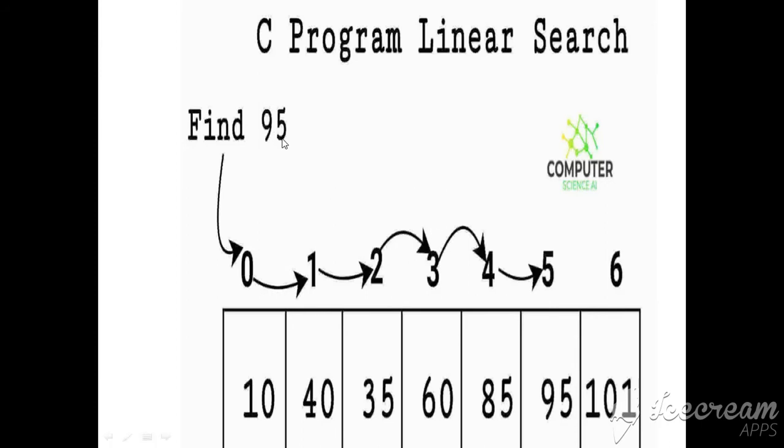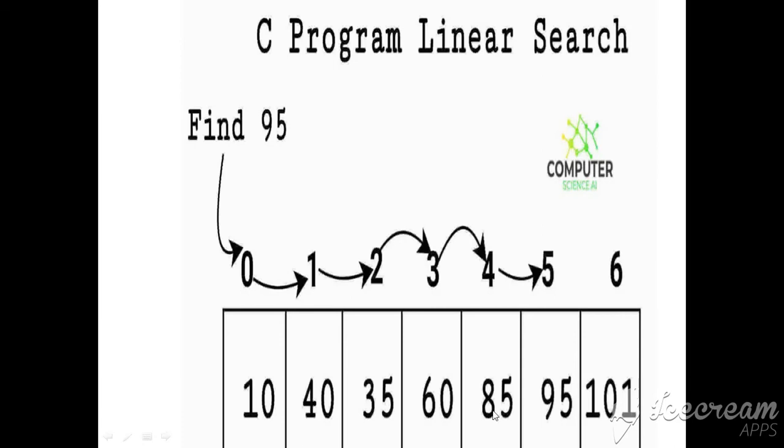So 95 would first be compared against 10. Since it's not a match, we proceed to the next element 40 and then check 95 versus 40. They are not the same. Hence, we proceed to the next element 35. Then check it against 95. Still not the same. So we move to 60. Again check 60 against 95. They are not the same.